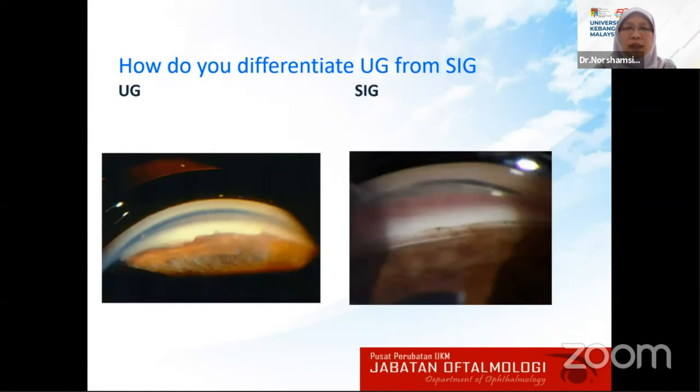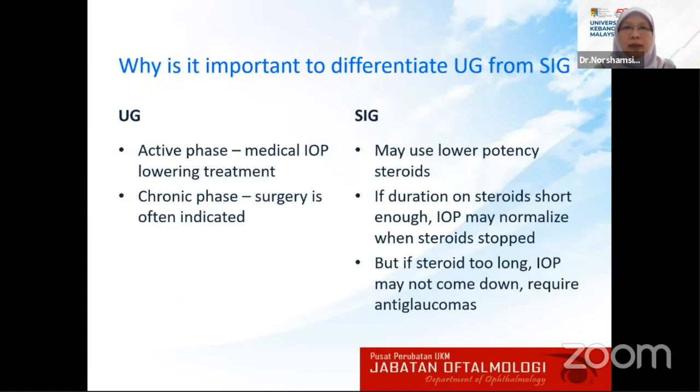So gonioscopy is very important to differentiate between the two. In uveitic glaucoma, classically, you can see peripheral anterior synechiae, and you don't see this in steroid-induced glaucoma, but however, it can occur concurrently, and it's very important to differentiate the two.